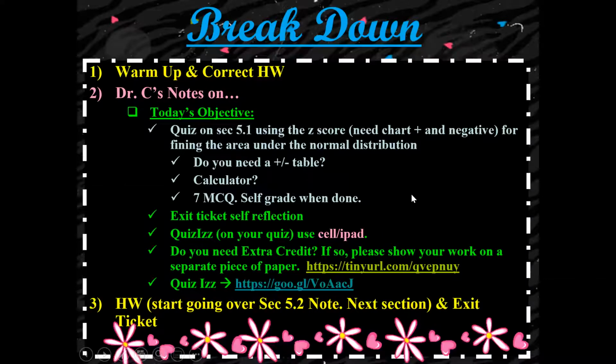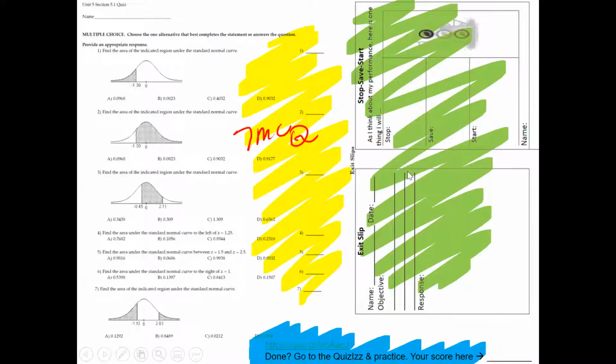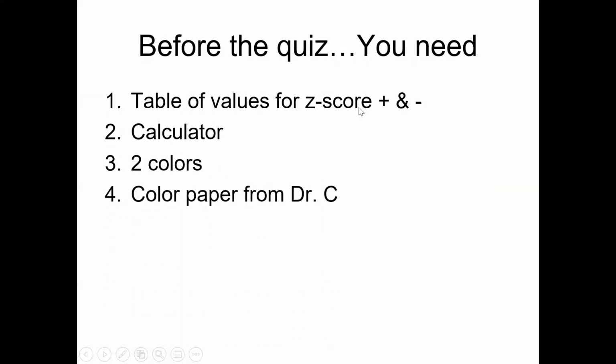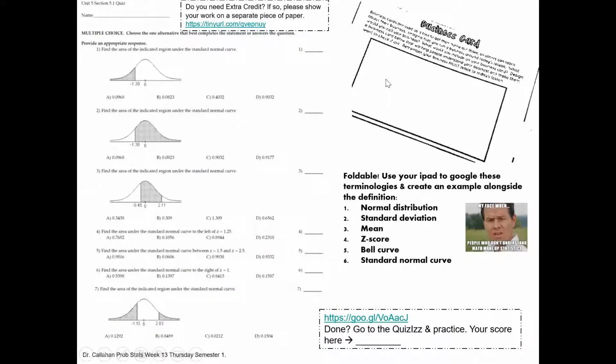All right, so with that said, let's go ahead and get started with today's stuff. Before the quiz, you're going to need the following. You need to have your table of values for the z-score, for the positive and negative, a calculator, 2 colors that you can use to highlight things so that it's easier to see. You will need to have a color paper from me as well for a foldable, an iPad, a cell phone, and that's it. So this is your quiz.